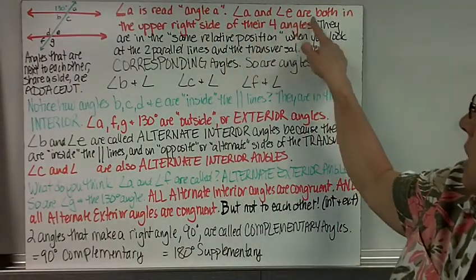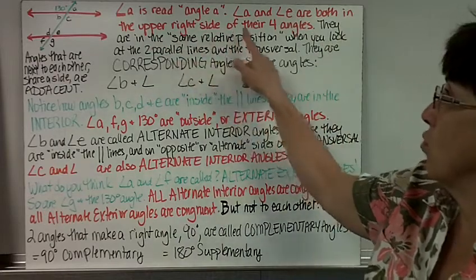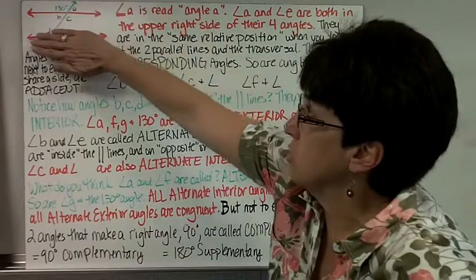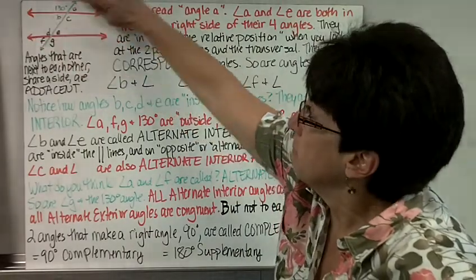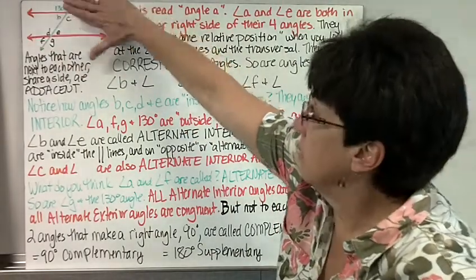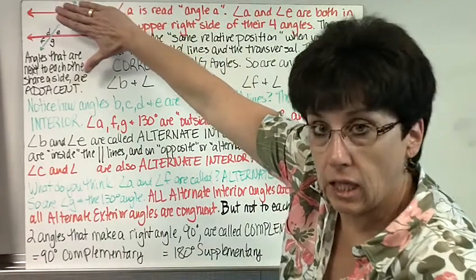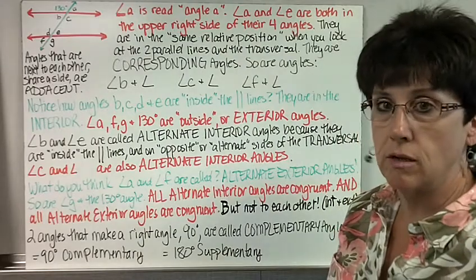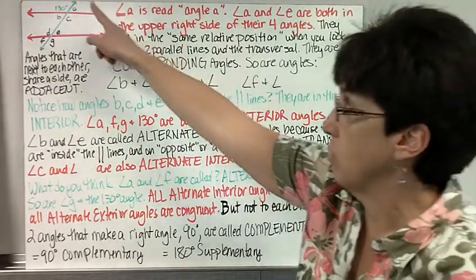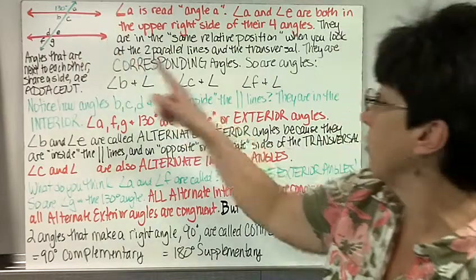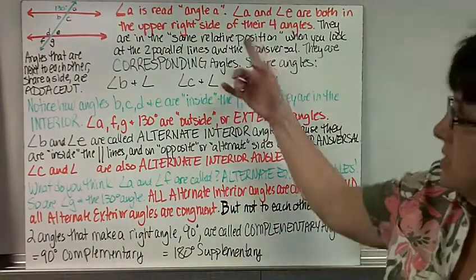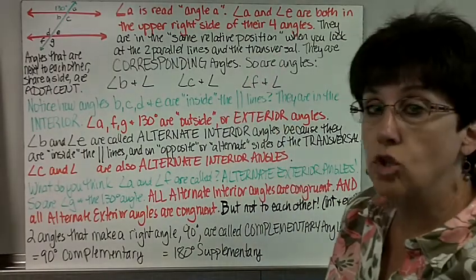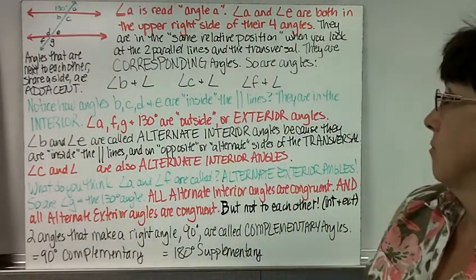Angle A and angle E are both in the upper right side of their four angles. If you just look at the top parallel line, angle A is up in the upper right. If you look at just those four angles, angle E is in the upper right. They are in the same relative position when you look at the two parallel lines and the transversal. They are called corresponding angles.